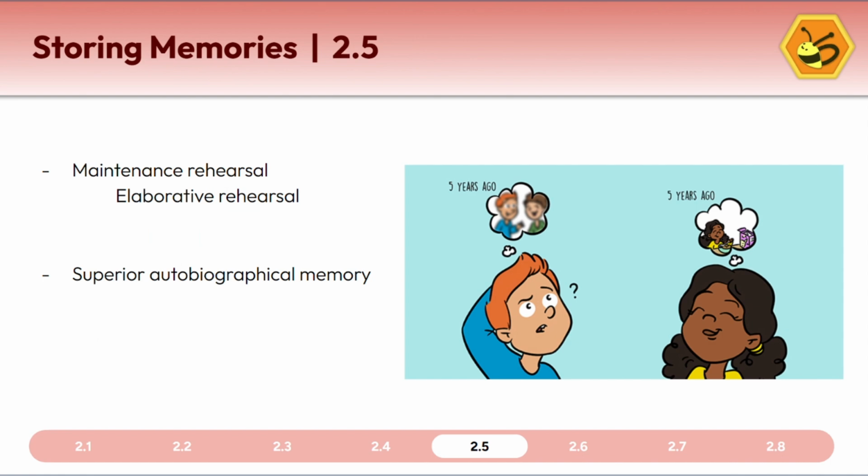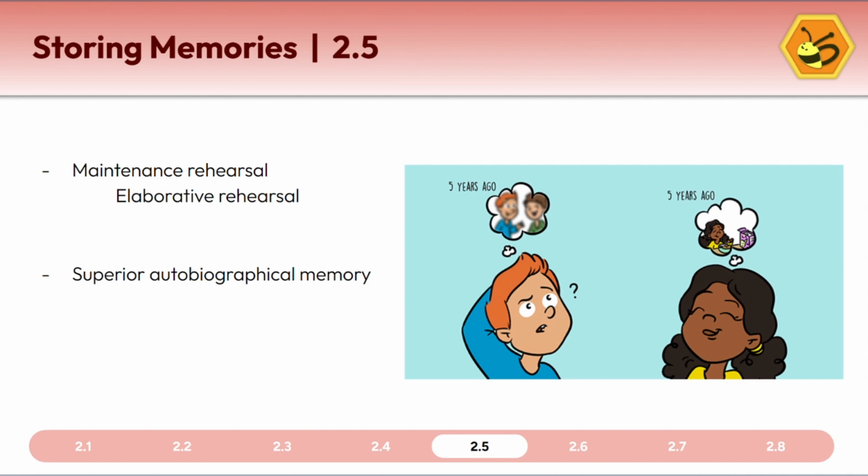Okay, maintenance rehearsal is when we are able to prolong the time that memory is stored by rehearsing it. Elaborative rehearsal is a type of rehearsal that aims to make connections instead of just repeating something or writing down notes over and over again, so it will typically be more effective.